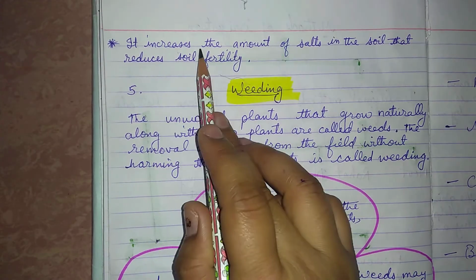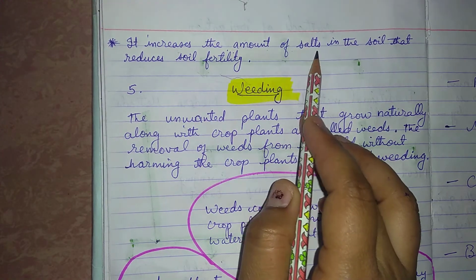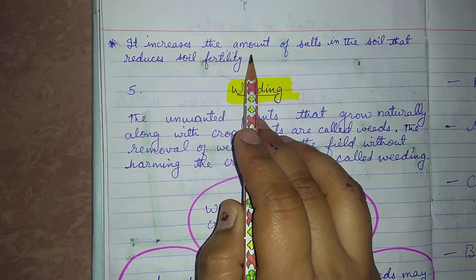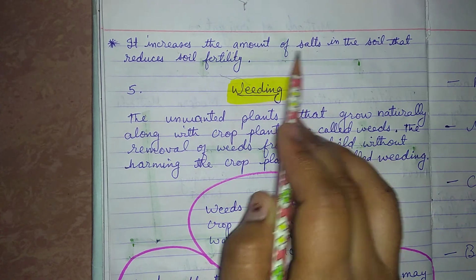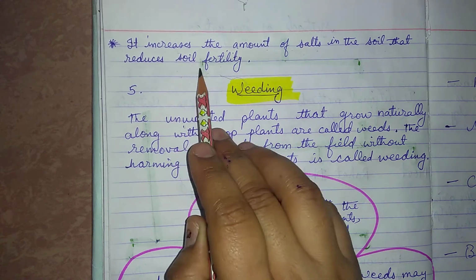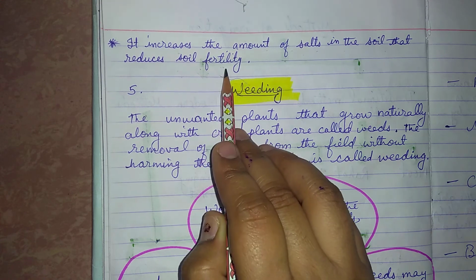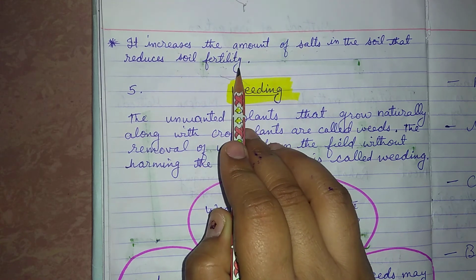Then it increases the amount of salts in the soil that reduces fertility. ये सॉइल फर्टिलिटी को भी रिड्यूस कर देगा. रिड्यूस करेगा तो सॉइल फर्टिलिटी कम हो जाएगी, यानी मिट्टी कम उपजाऊ होगी, फसल अच्छी तरह से नहीं उगेगी.